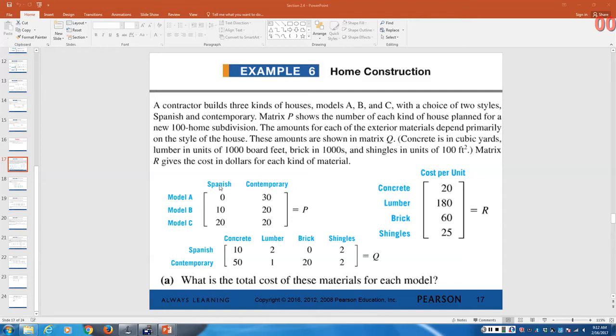And it shows that he's not making any of the model A in the Spanish, it's only in contemporary. And then he's making 10 Spanish and 20 contemporary of model B, and 20 Spanish and 20 contemporary of model C.